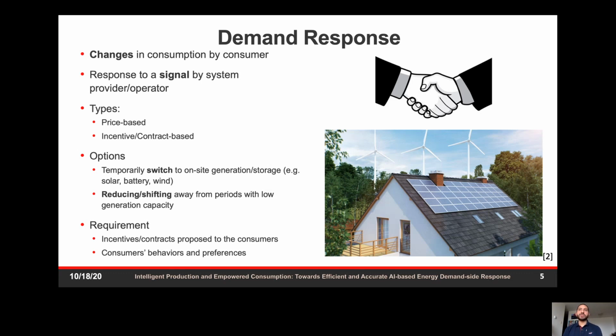Now, the utilities don't want to send out requests and get negative responses. So if a utility asks me to switch to on-site generation or to reduce or shift my usage, for example, if I am asked by the utilities to not wash my clothes right now or not use the dryer right now, the utility really wants me to accept this request as much as possible and needs to kind of guarantee the response and the acceptance of this request.